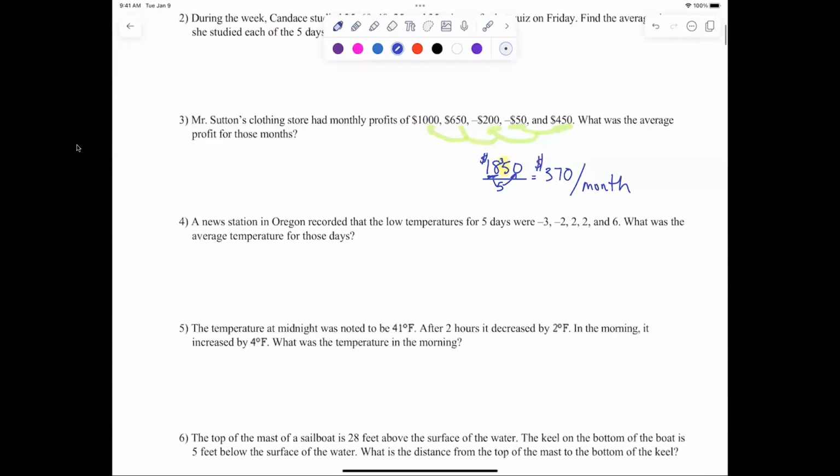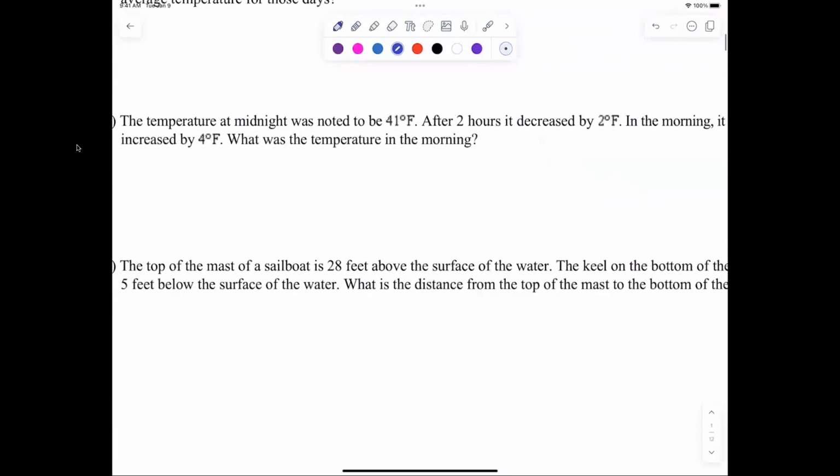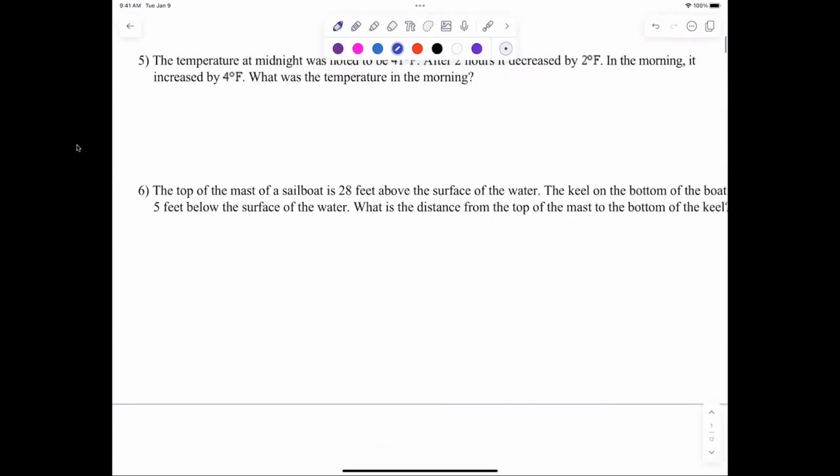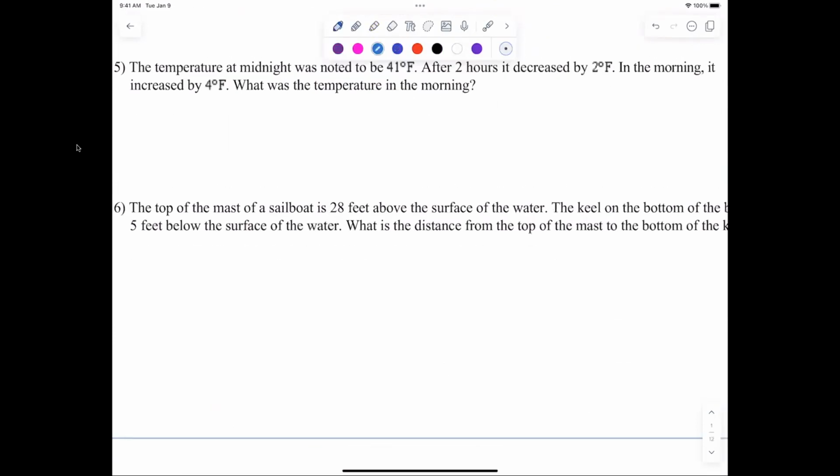All right, so let's take a look at number 5. All right, Sawyer, you got an easy one, but still the same. I want you to do it. The temperature at midnight was noted to be 41 degrees Fahrenheit. After 2 hours, it decreased by 2 degrees in the morning. Then increased by 4 degrees. What was the temperature in the morning?